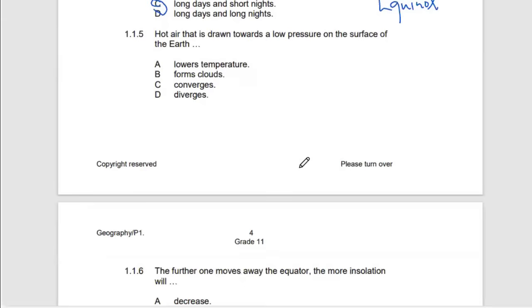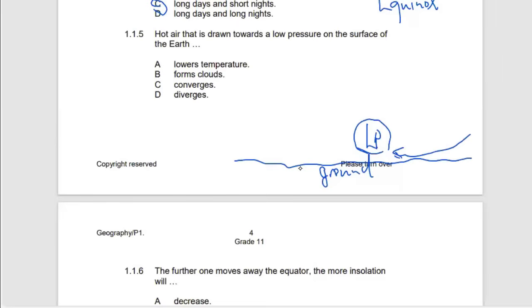Taking us to number 1.1.5. What air is drawn towards a low pressure on the surface of the Earth? What happens to the air? We are saying this is our low pressure cell, just over the ground surface. What is going to happen if we have a low pressure cell here? It means air is drawn from the surrounding high pressure areas because of the pressure gradient. If this area has high pressure and this area also has high pressure, there is now a pressure gradient. The air is driven from high to low pressure through the pressure gradient force.